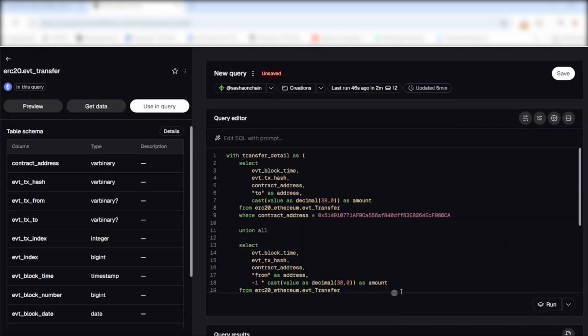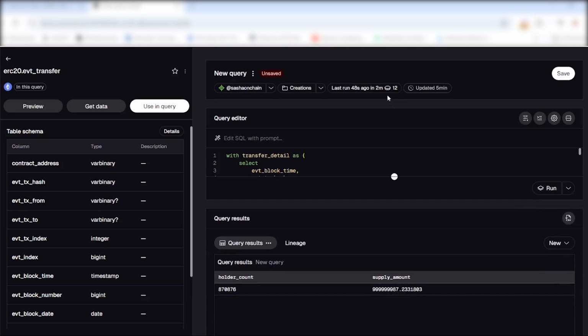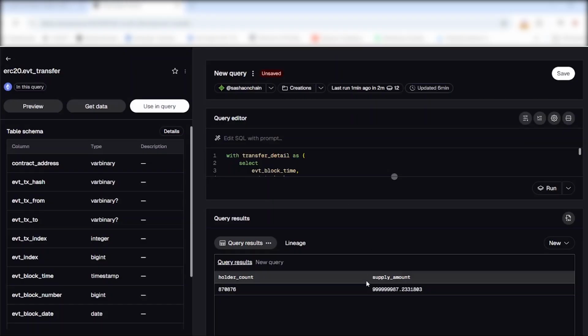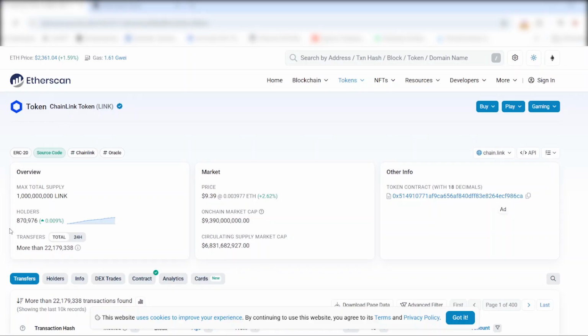affect the holder count. We run the final query and get two key outputs: holder count, number of addresses with a positive balance, and supply amount, total circulating supply on chain. Then we compared with Etherscan. The total supply matches almost perfectly, which is expected, but the holder count shows a small difference. This is because after converting raw values using 1E18, very small balances can become negligible and effectively disappear from the holder calculation. Now we understand how balances are reconstructed on-chain, but balances alone don't tell the full story.